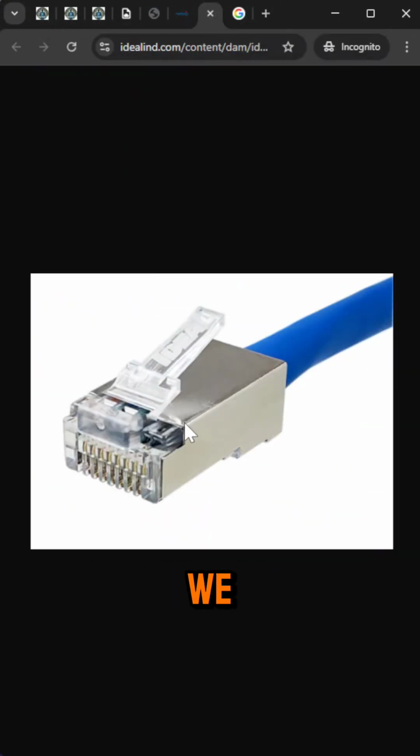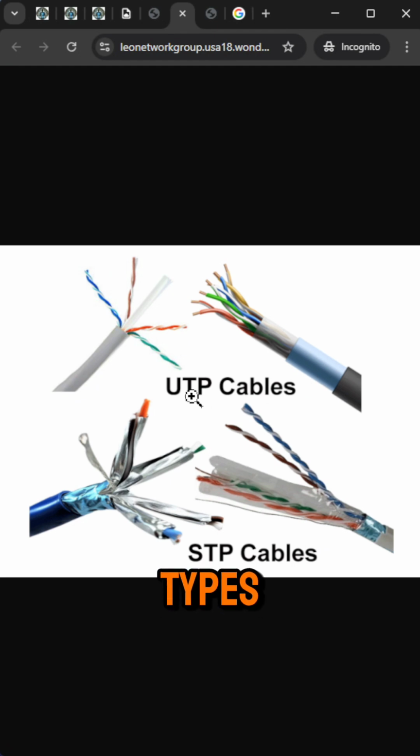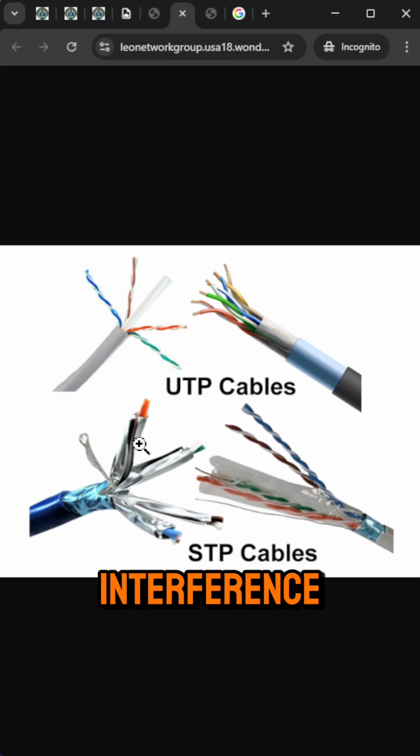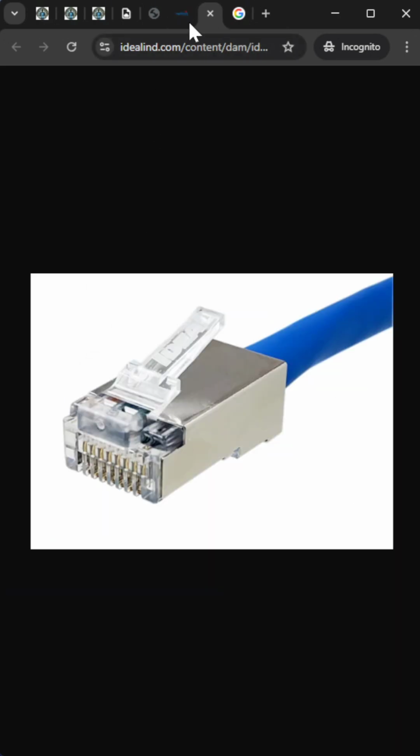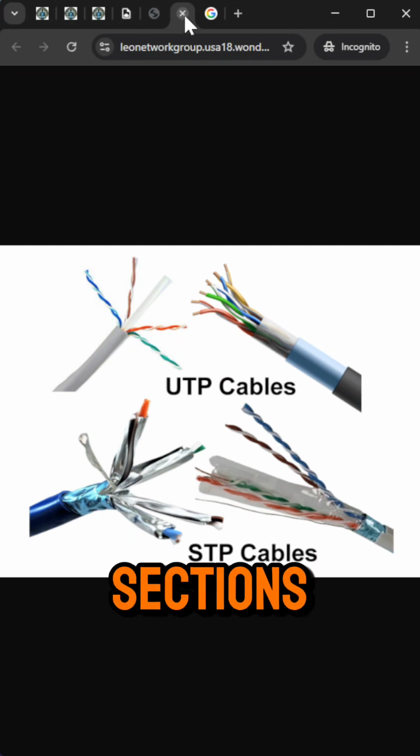Okay, so let's just finish the topic for copper cables. Copper cables have two types: UTP cables, unshielded, and STP cables, shielded. The shielded ones are shielded to reduce electromagnetic interference, EMI, and they always have a connector at the end, which is RJ45. We'll just finish the copper cable section.